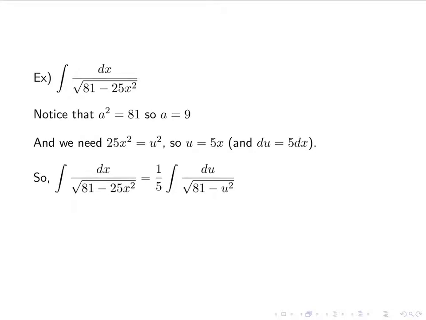So when I do my substitution, I end up with a 1 over 5, and that's because of this guy right here. So 1 over 5 du is the dx. 81 is still the 81. 25x squared is the u squared. So that's going to give me still the 1 over 5, sine inverse of u over a, which again is 9, plus c. And then I need to put back in what u is. So I end up with 1/5 sine inverse of 5x over 9 plus a constant. And again, I can always double check this by differentiating. Okay.